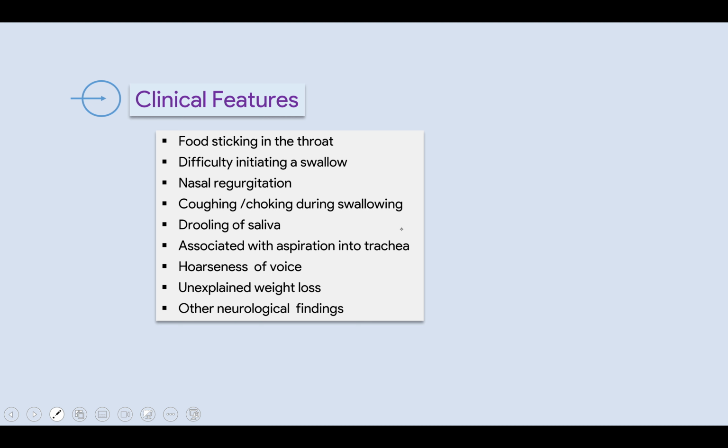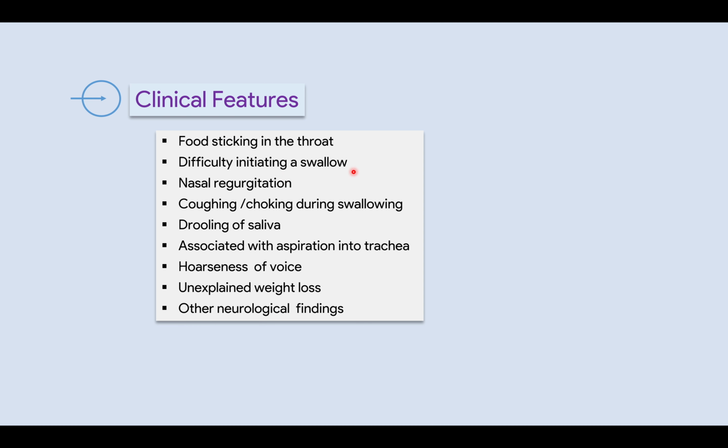What are the important clinical features of this oropharyngeal dysphagia? The patient will complain of food sticking in the throat. That means he is starting to swallow, but the food is getting choked up in the throat. There will be difficulty initiating a swallow. He will not be able to swallow because swallowing is a complex coordinated process, so the nerves and muscles have to be completely coordinated. If the person has neurological issues, he will not be able to swallow. The third is nasal regurgitation.